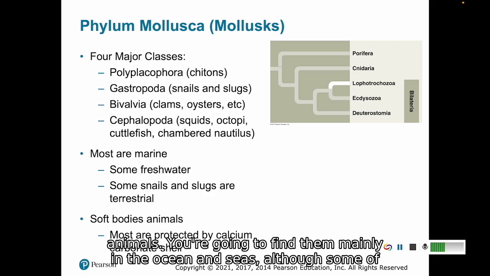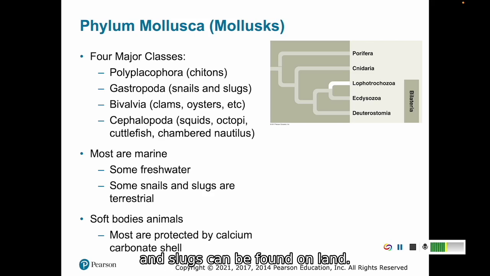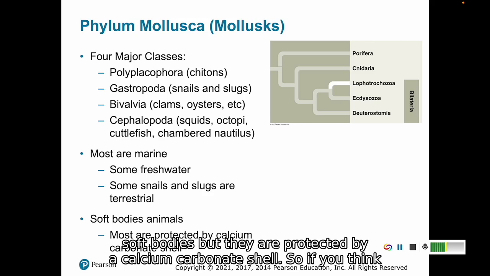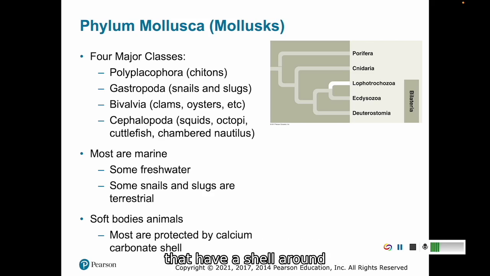Mostly these are marine animals. You're going to find them mainly in the ocean and seas, although some of them are available in freshwater. And snails and slugs can be found on land. That's what terrestrial means. They can be found on land. These animals mainly have soft bodies, but they are protected by a calcium carbonate shell. So if you think of a chiton or a slug or an oyster, these are animals that have a shell around them.